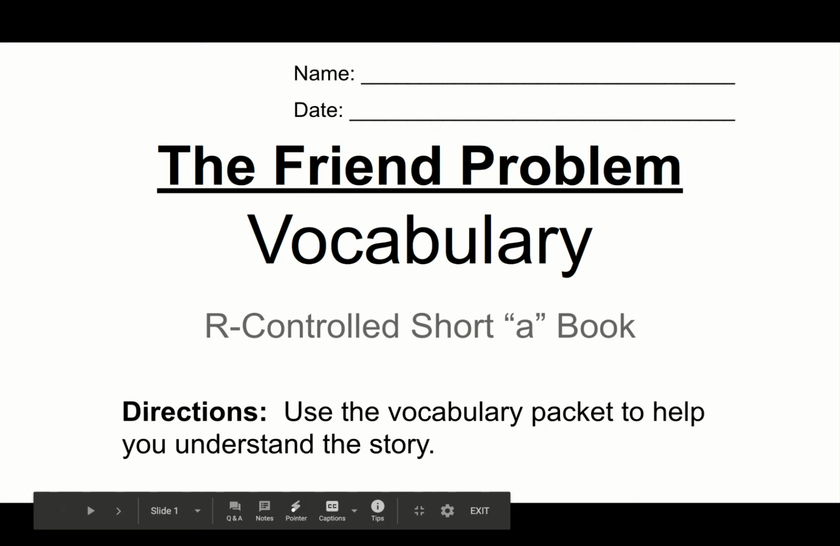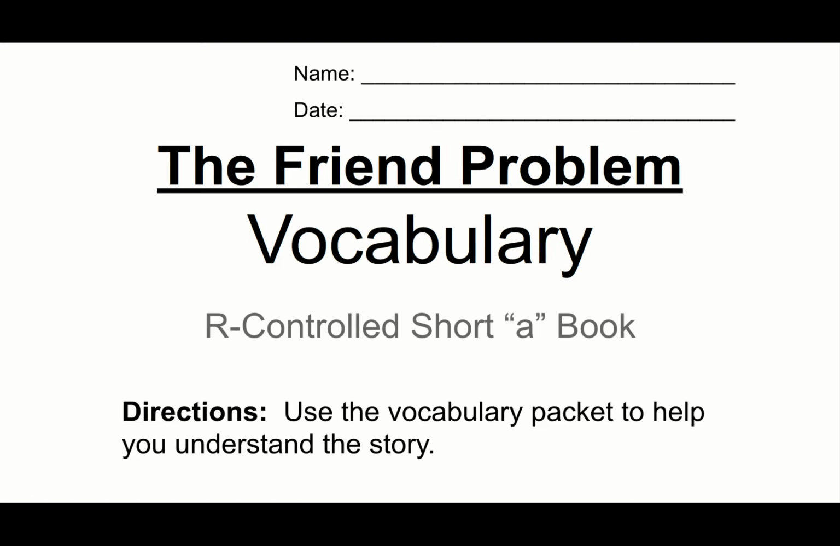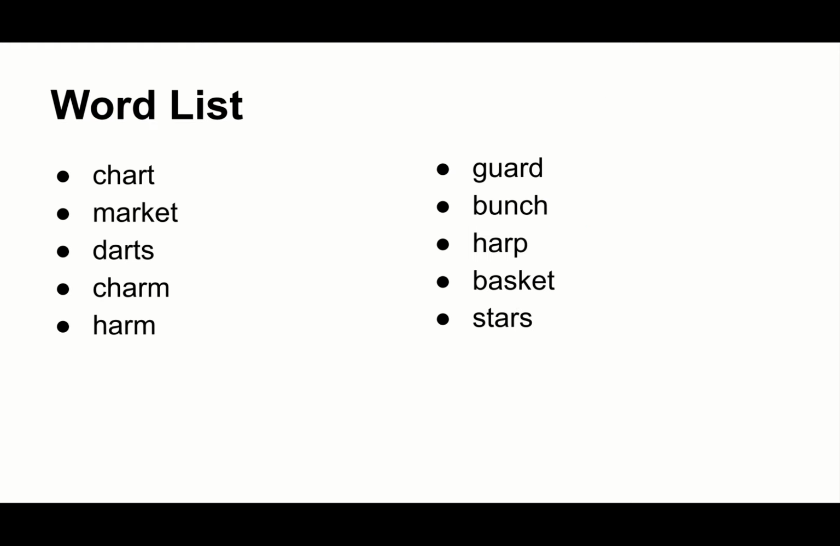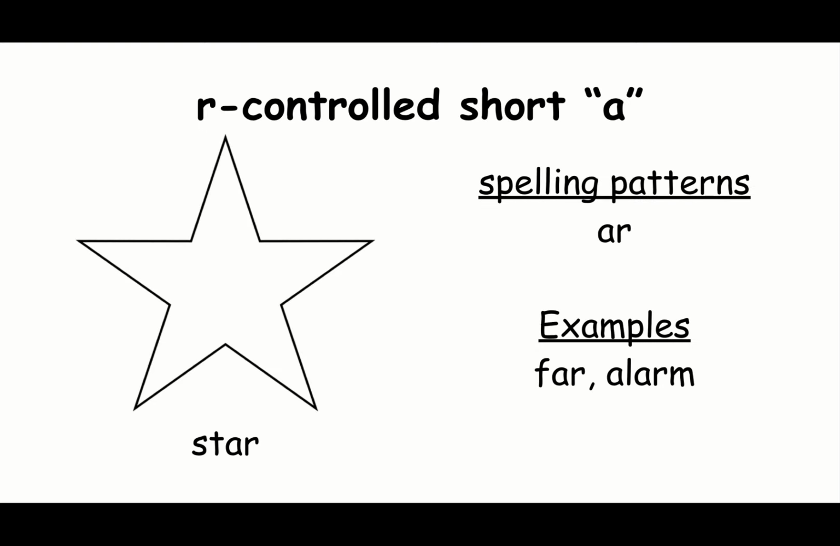The Friend Problem vocabulary. This week we're learning the vowel sound R-controlled short A. The words that we need to know for this week are chart, market, darts, charm, harm, guard, bunch, harp, basket, and stars. Our vowel sound is R-controlled short A, like the word star. It's usually just spelled A-R, so it's a pretty easy one to remember.